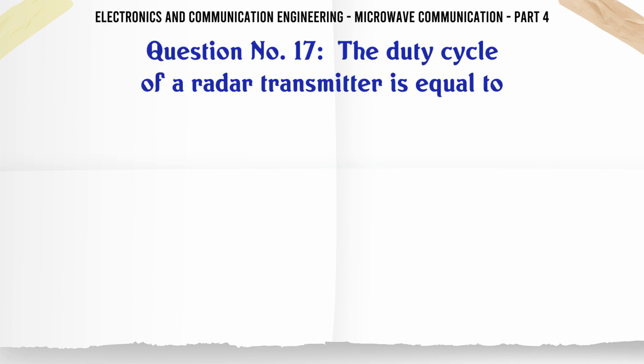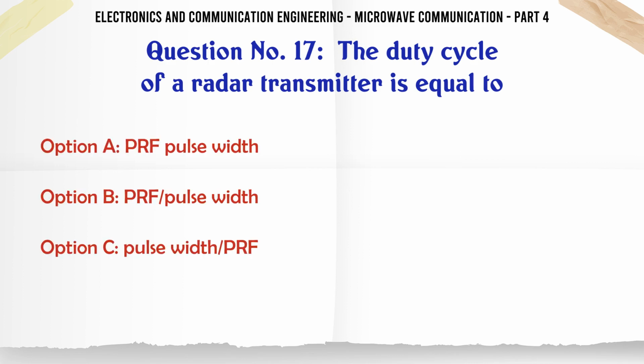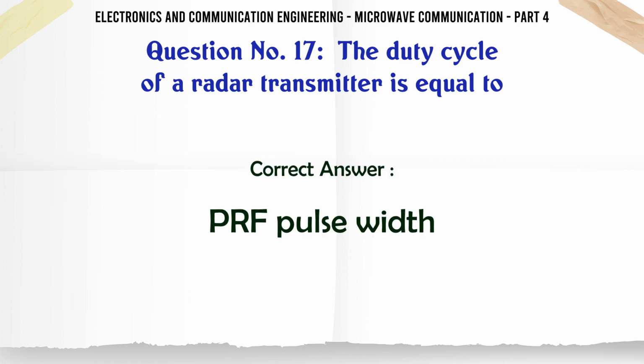The duty cycle of a radar transmitter is equal to: A, PRF times pulse width; B, PRF divided by pulse width; C, pulse width divided by PRF; D, pulse width minus PRF. The correct answer is PRF times pulse width.